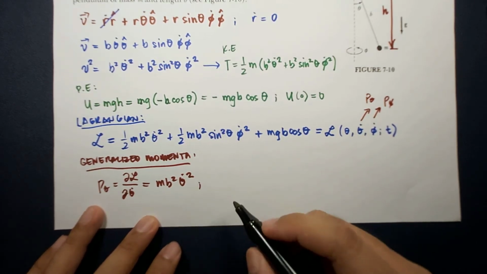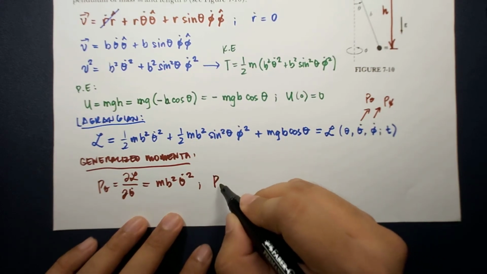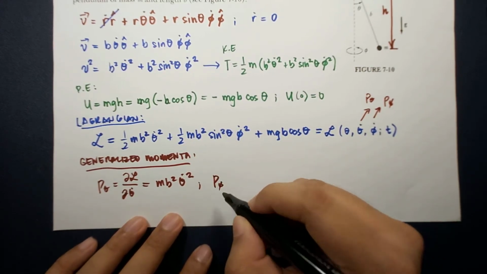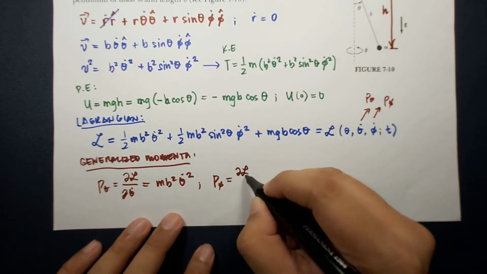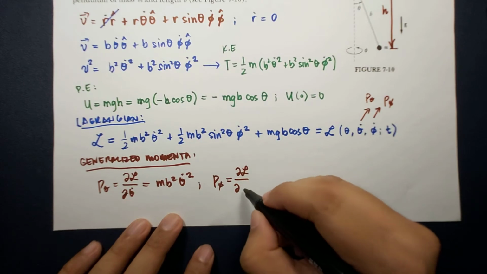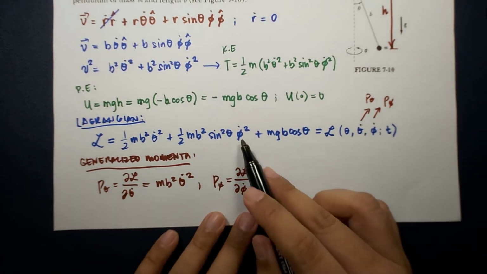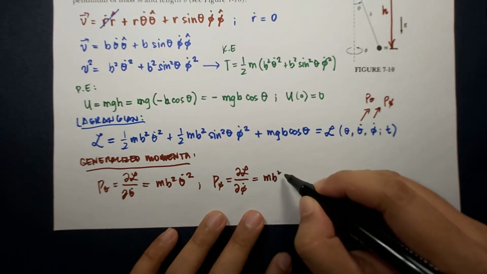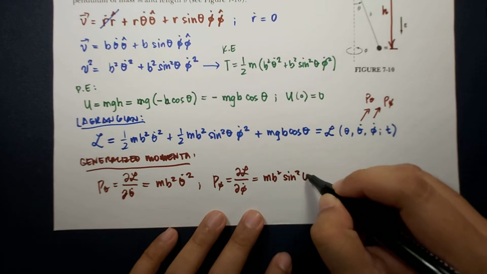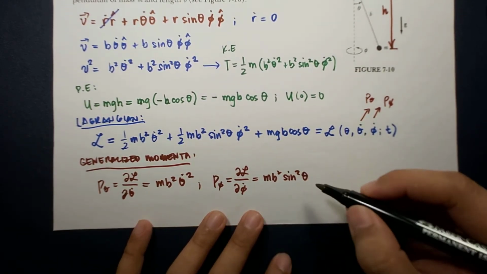Now, what happens if we calculate the generalized momentum in the phi coordinate? This is the partial derivative with respect to phi dot, so this is equal to m b squared sine squared theta phi dot.